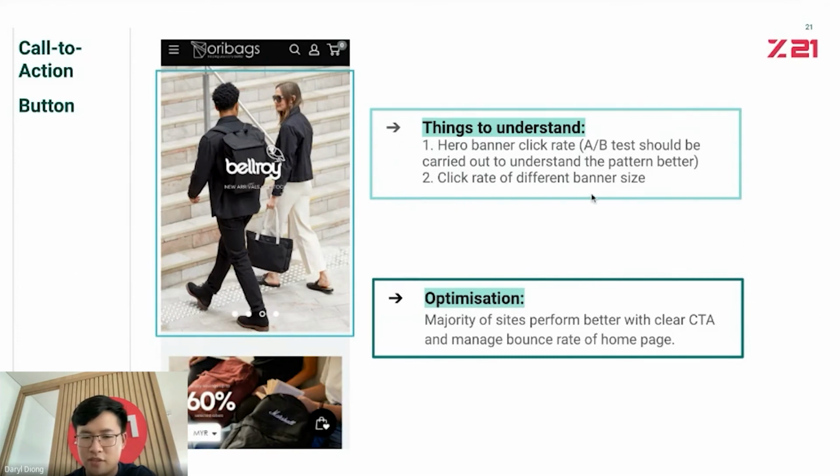Click rate of different banner size. I think someone asked this question earlier. As we said, it's not one size fits all, right? Sometimes we have to try making it shorter, making it longer to see whether it converts better. That's the point of CRO. Optimization, clearer CTA. I think it will reduce the bounce rate from your homepage if people know what they're doing on the site.